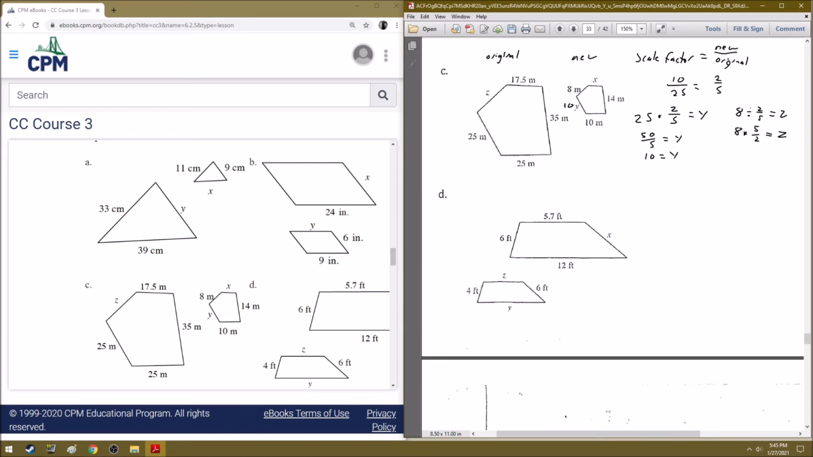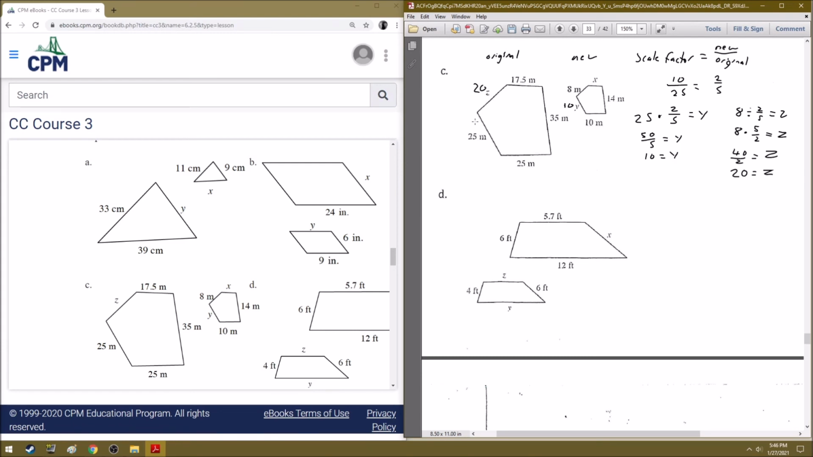And then we can just do this multiplication. So 8 times 5 over 2 is going to be 40 over 2, which will equal z. And 40 divided by 2 will be 20. So z over here will be 20.